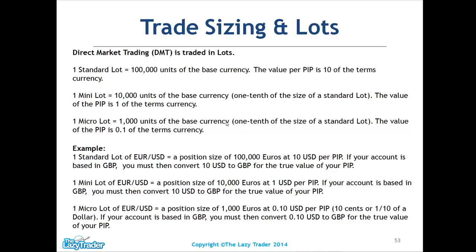And then you have the micro lot, which is then 1/10 of a mini lot as well. The same thing applies, it just keeps shrinking by 1/10. So you can see an example down here.